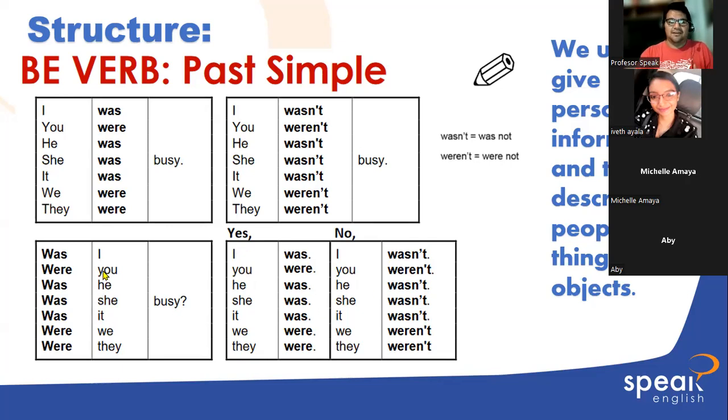Cuando la pregunta sea, was I, por lo general, si una persona está con otra en una conversación y uno dice, was I busy or was I doing something? La otra persona va a responder con yes, you were or no, you weren't. Pero si la pregunta es, were you busy? Entonces la respuesta va a ser yes, I was or no, I wasn't. Cuando son esas dos preguntas, se están mezclando ahí las respuestas.